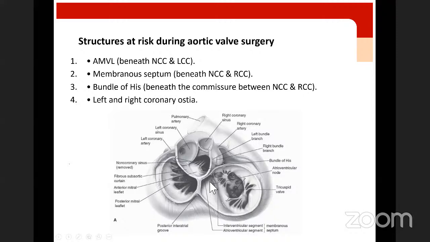So the structures at risk during aortic valve surgery are, number one, the anterior mitral valve leaflet, which is beneath the non and the left coronary cusp in this area. And the membranous septum is beneath the non and the right coronary cusp. Beneath this is the bundle, beneath the commissure between the non and the right. Finally, we have more obvious structures, the right and left coronary ostia, that are easily injured.